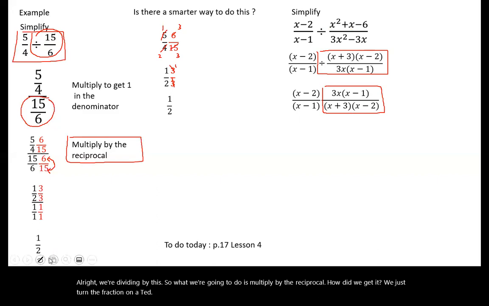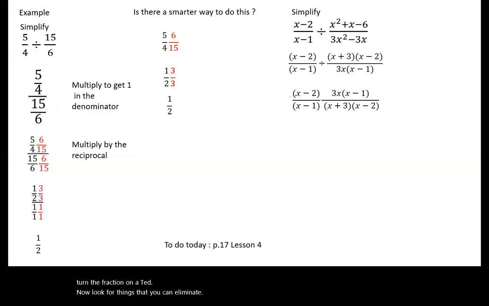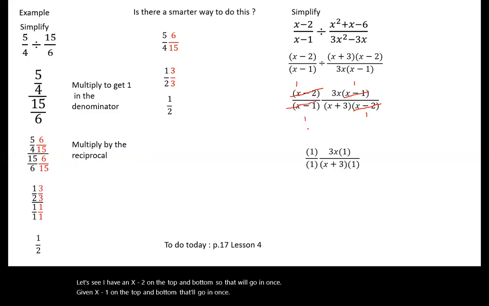Now look for things that you can eliminate. Let's see, I have an x minus 2 on the top and bottom, so that'll go in once. We have an x minus 1 on the top and bottom, that'll go in once. And I think that's it. So we're left with 3x over x plus 3.